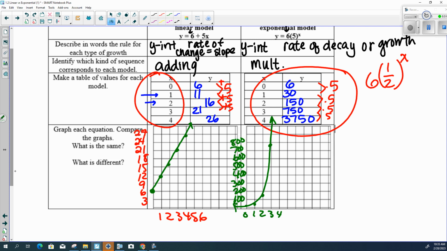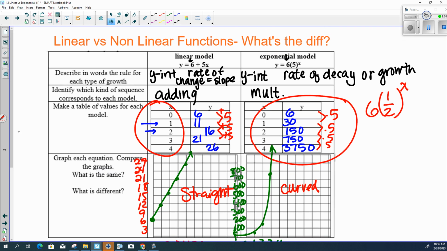Okay, so if you see a graph, you are looking for two things. This is a straight line. This is a curved line. It's a hockey stick. It's a banana. It's a bird. It's a plane. I don't know. When I'm looking at the tables, adding, adding, adding is linear. Multiplying, multiplying, multiplying is exponential.